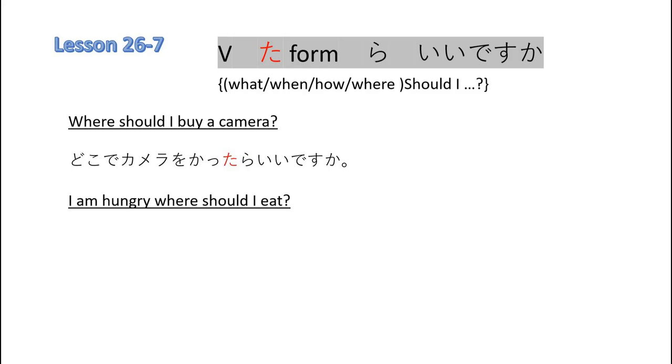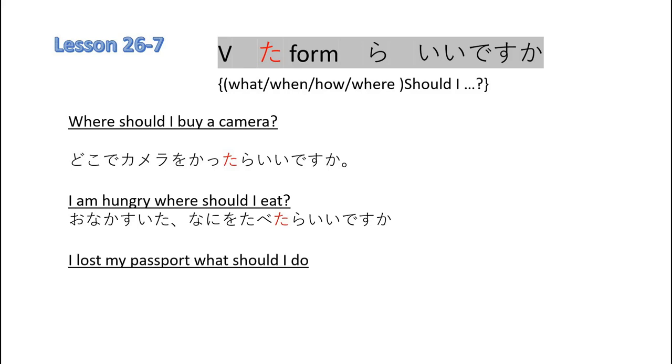Another example, I'm hungry. Where should I eat? Hungry is お腹すいた. お腹すいた. 何を食べたらいいですか? So here the verb is 食べます. Ta form is 食べた and then らいいですか? 何を食べたらいいですか? Or what should I eat or where should I eat?